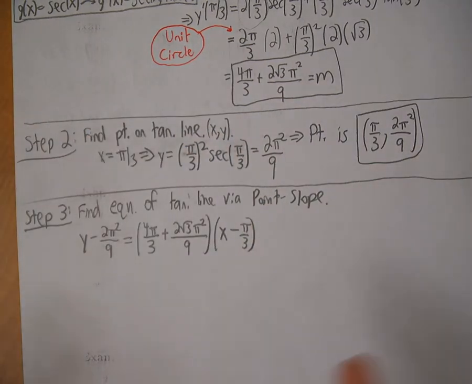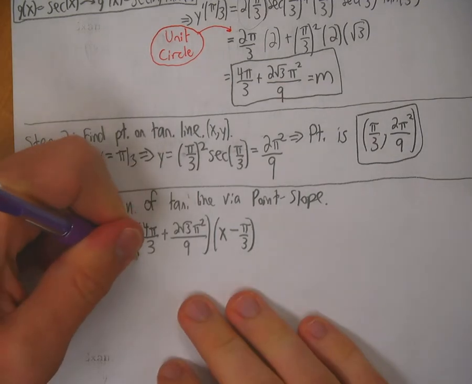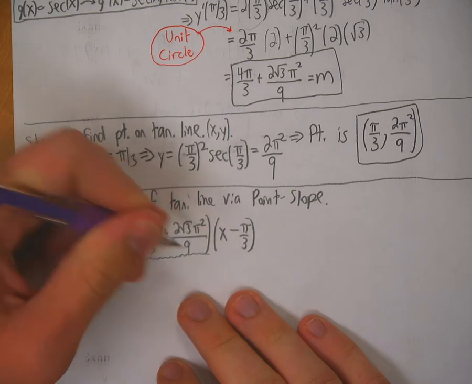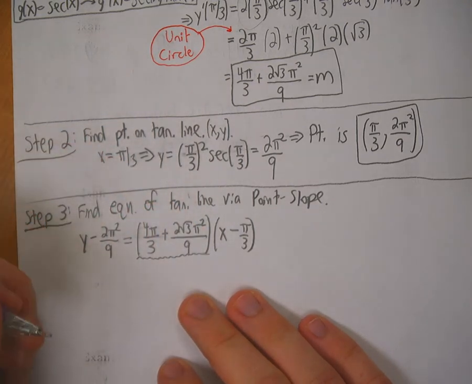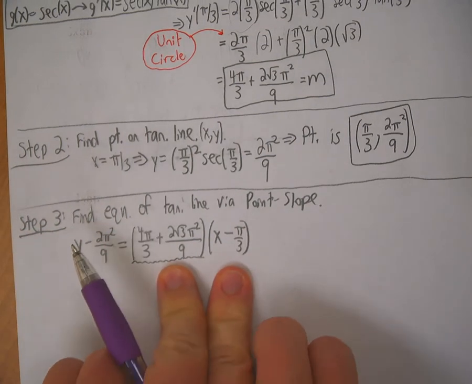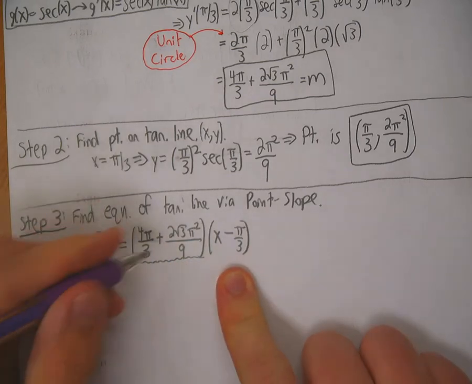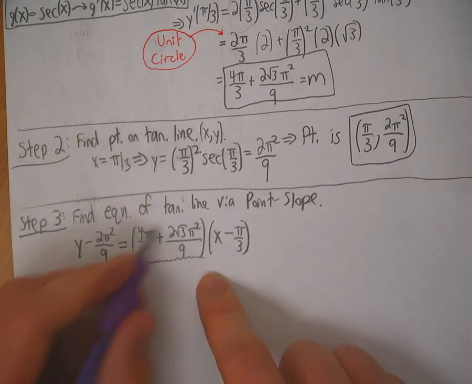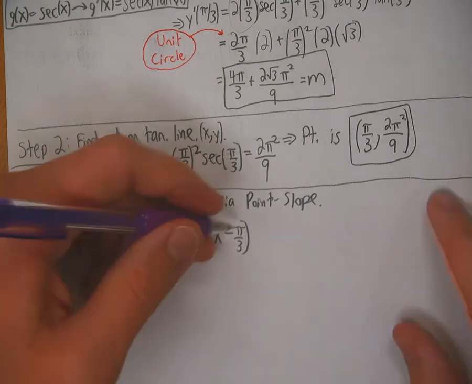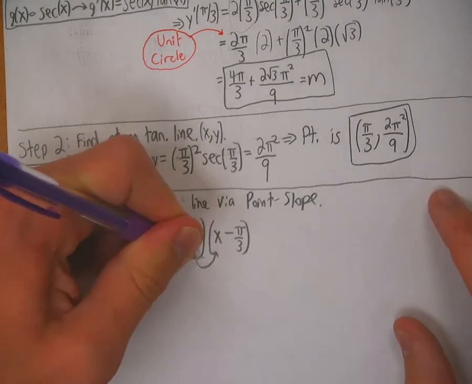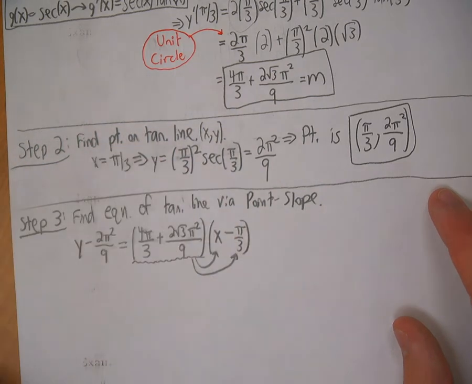So here's what we're going to do with this, because this is going to be a heck of a thing to break up. If we just focus on this expression here, just as a slope by itself, we're not going to FOIL this whole thing out, but we're going to do something slightly different. If we treat this whole thing as one expression for now, we're going to distribute into x and then negative pi over 3 here.